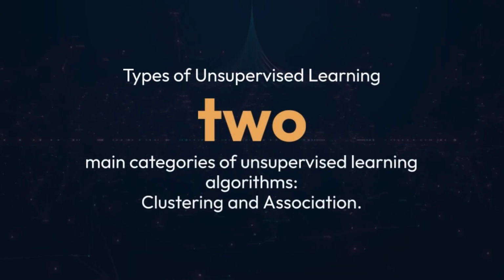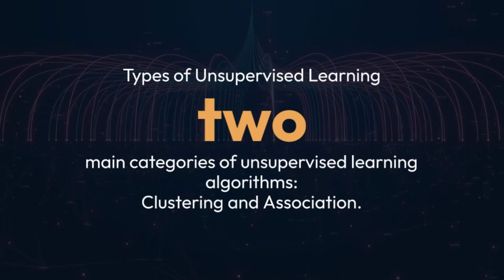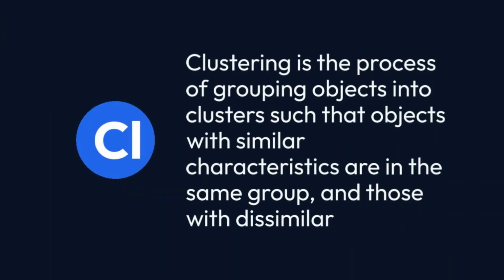Types of unsupervised learning algorithms. There are two main categories of unsupervised learning algorithms: clustering and association. Clustering. Clustering is the process of grouping objects into clusters such that objects with similar characteristics are in the same group, and those with dissimilar characteristics are in different groups.